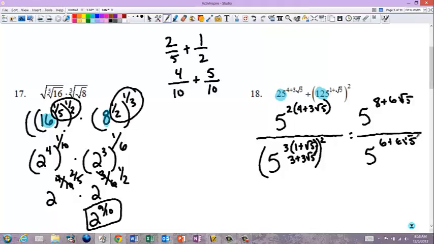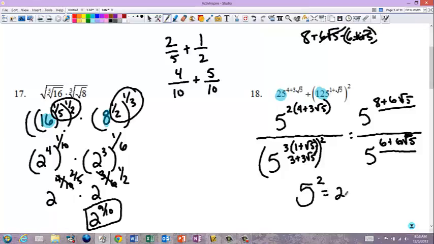And then when you divide like bases, you subtract your exponents. So 8 plus 6 square root of 5 minus 6 plus 6 square root of 5. The 6 square root of 5's cancel. 8 minus 6 is 2, so it's 5 squared, which is 25.